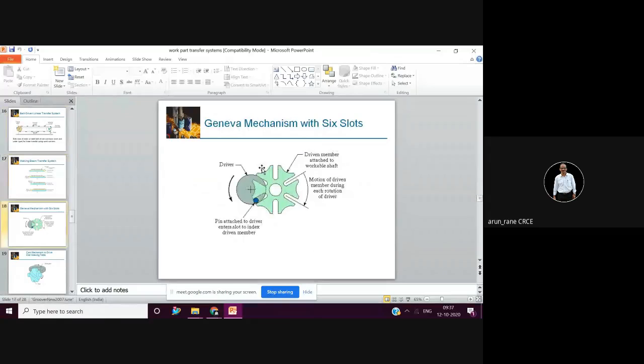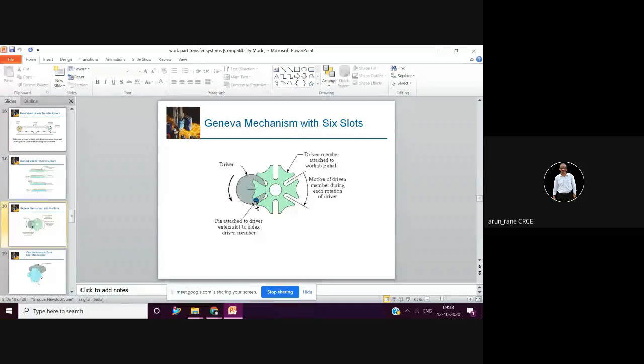This is your Geneva mechanism, which is used for rotary indexing. You have a small driver. This is your driver and this is your driven. It will keep on indexing one after the other. You have this locking pin so that when it is to be indexed, this gets detached. Then it is indexed. This is rotated and this is self-explanatory.